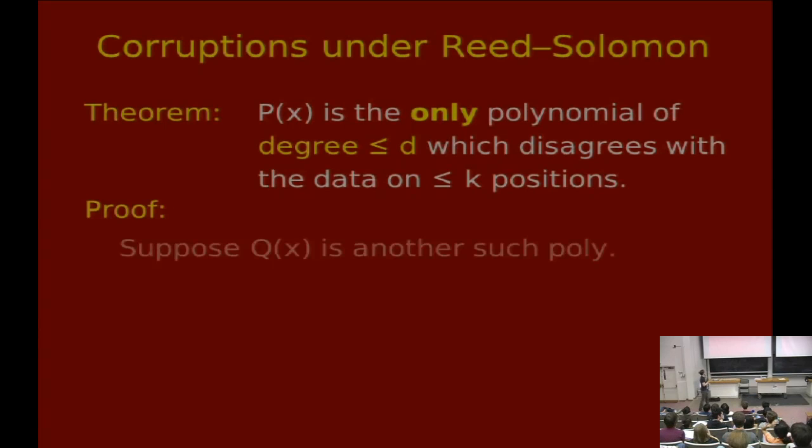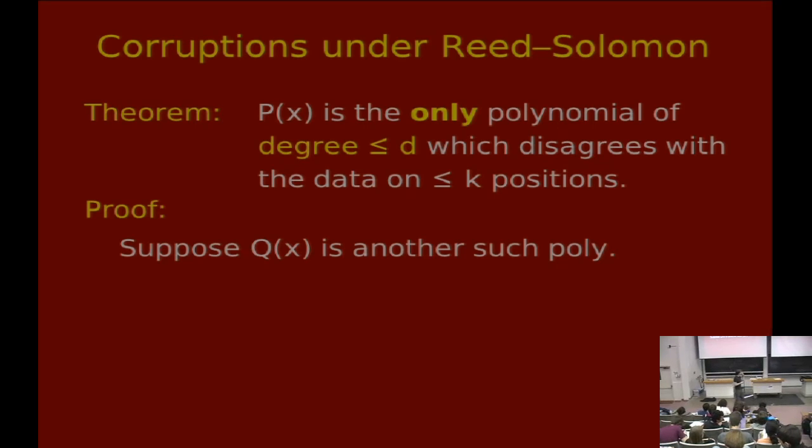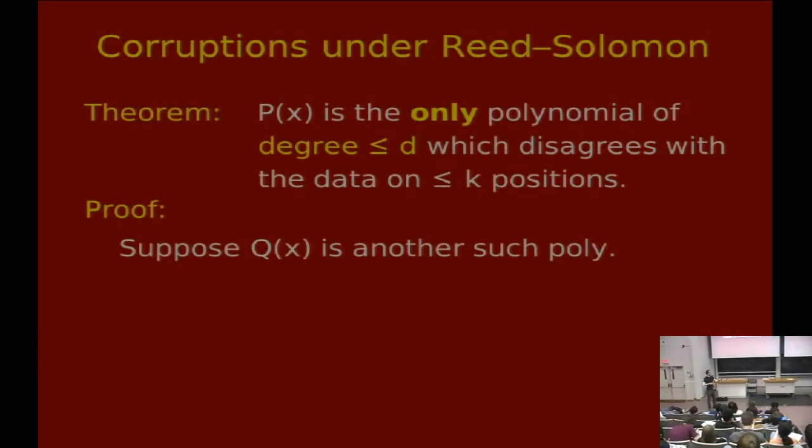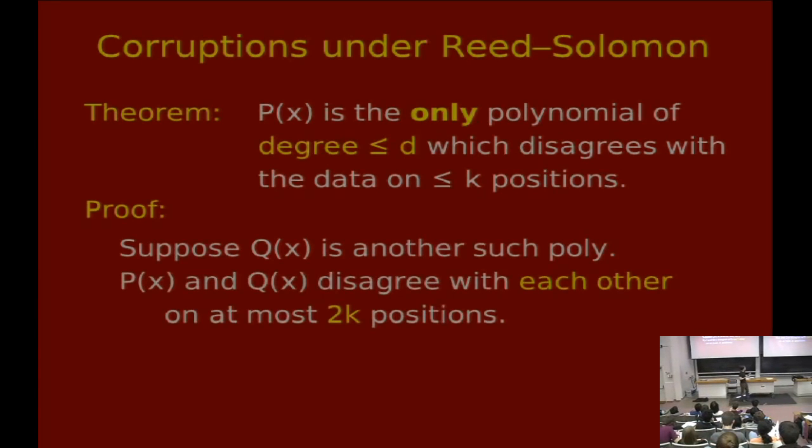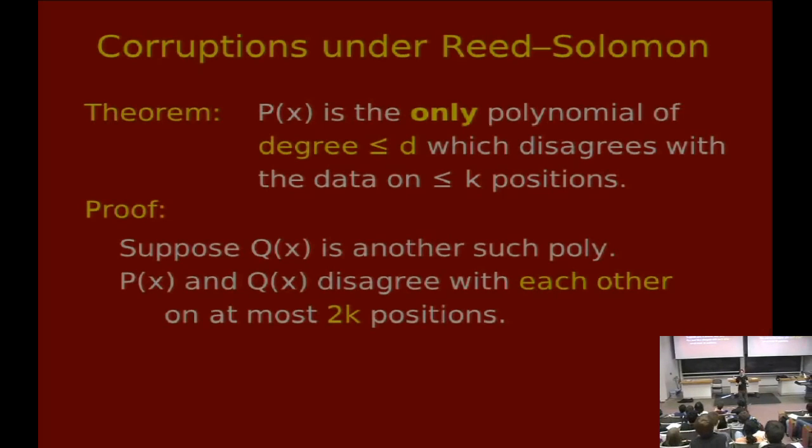Okay, here's the proof. Suppose, by way of contradiction, that q of x is some other polynomial that mostly fits the data, in the sense that it disagrees with the d plus 2k plus 1 transmitted symbols, except in k positions. Then, p of x and q of x disagree with each other in at most 2k positions.